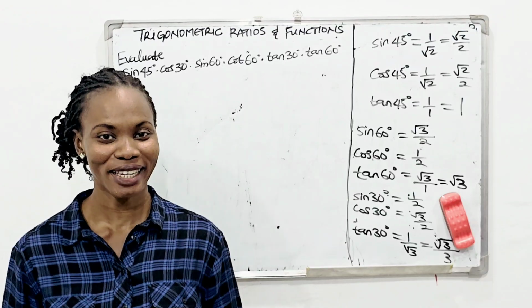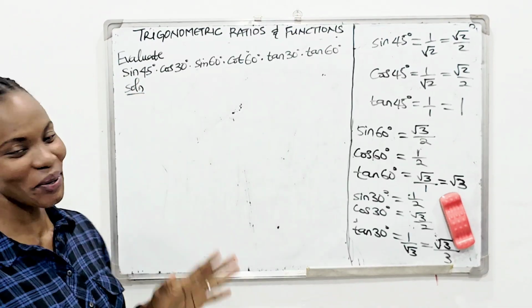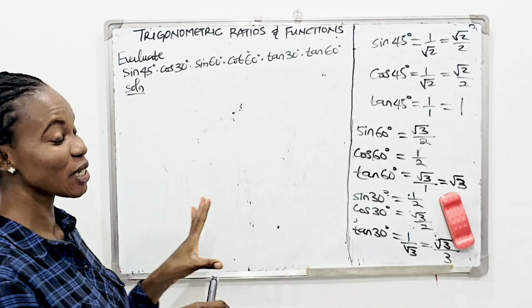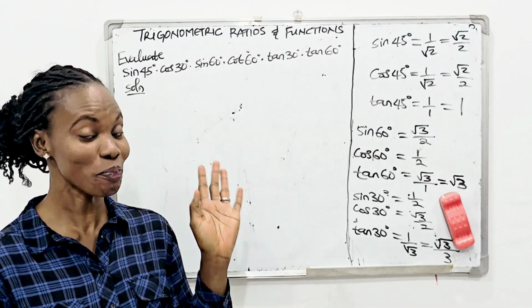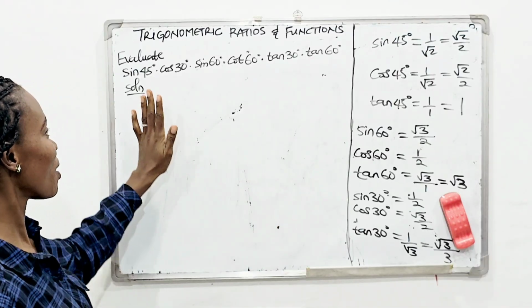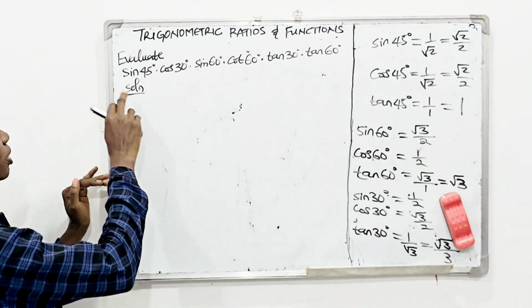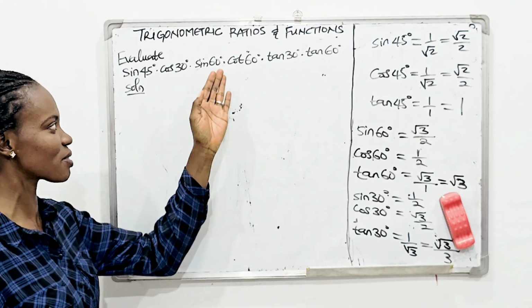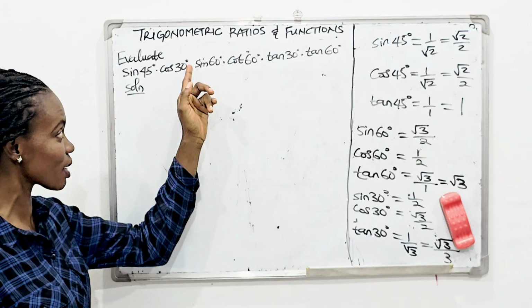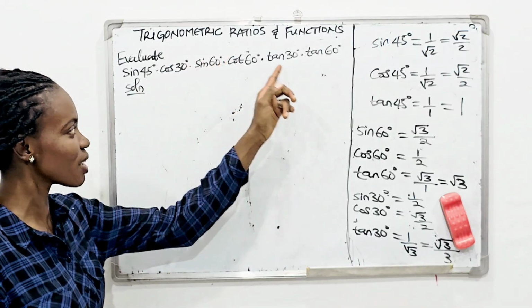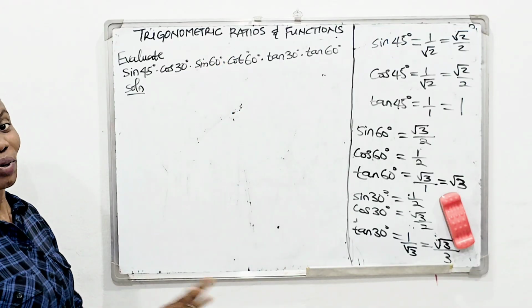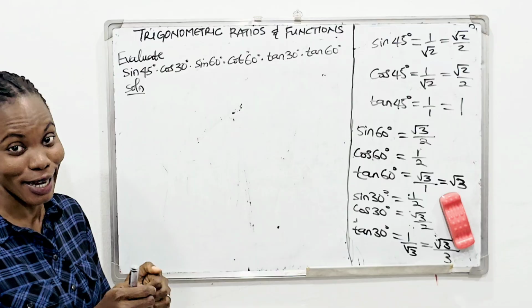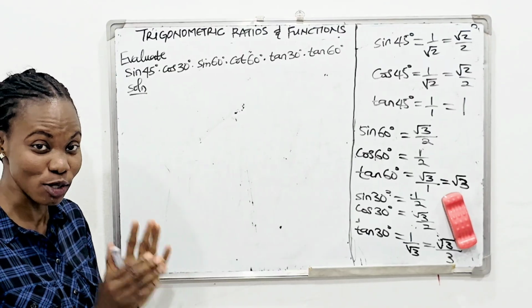Hello, welcome to class. In this video we'll be applying what we learned in the previous video. Here is a question: evaluate sine 45, cos 30, sine 60, cot 60, tan 30, tan 60, where each of these means times the next, without using a calculator. We don't need the answers in decimal, we want it in surd form.